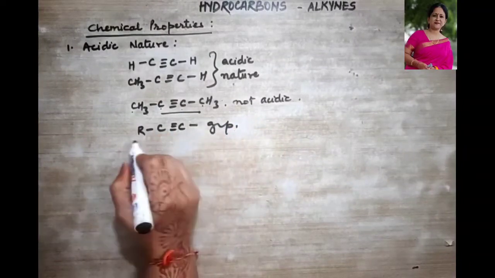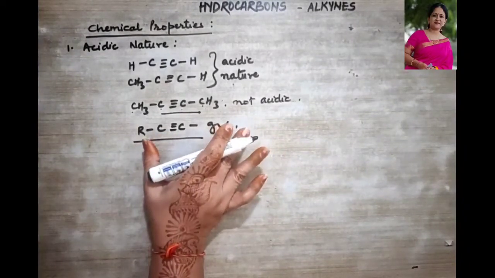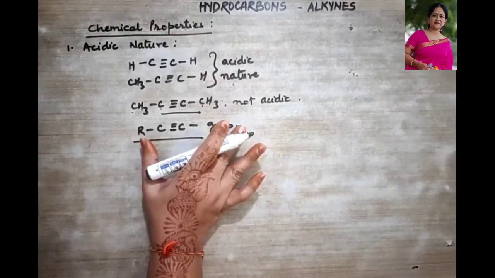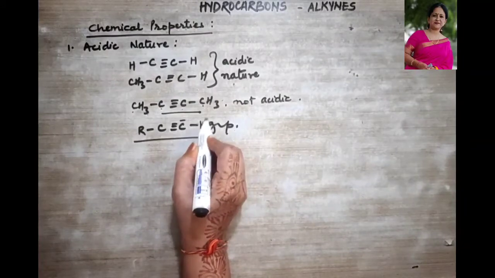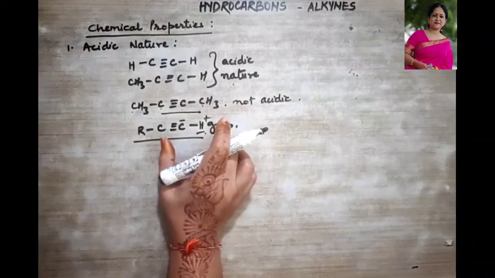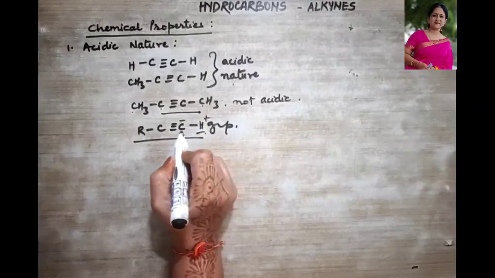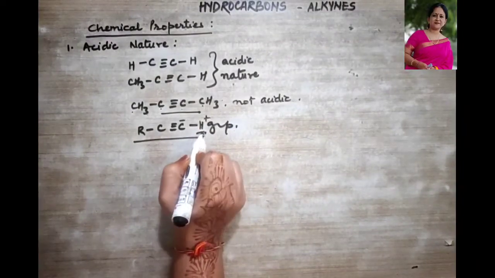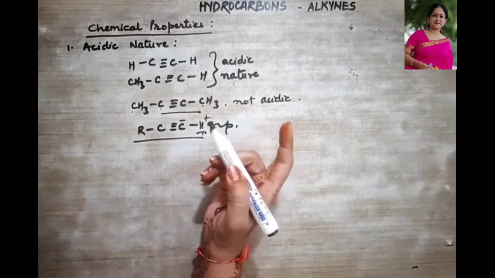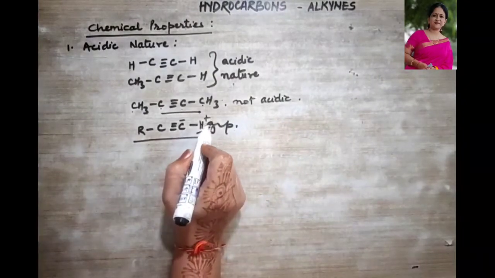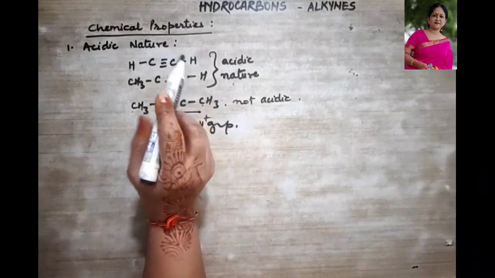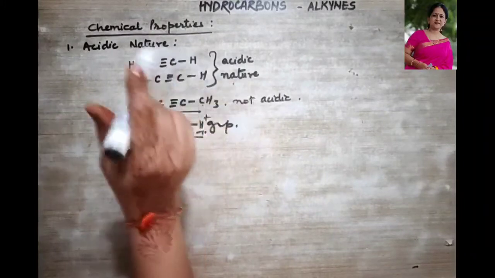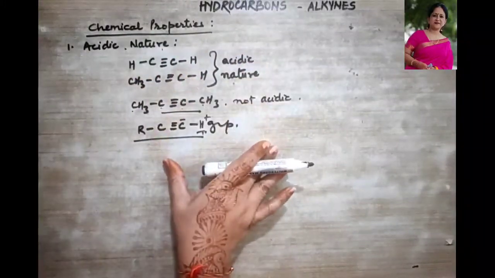Is this point clear? They are all highly electronegative in character, and this causes a negative charge over the carbon and a positive charge over the hydrogen over here. Therefore, this hydrogen atom of the terminal alkyne behaves as a proton in the presence of basic species, and therefore we say that the alkyne compounds show acidic nature. I hope this acidic nature is well defined to you.